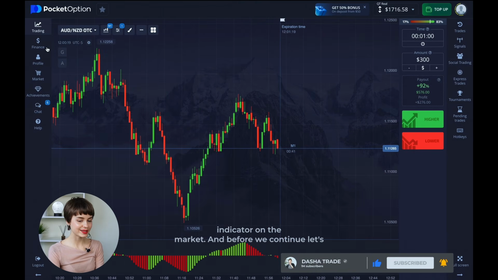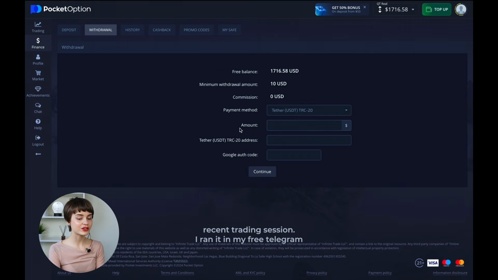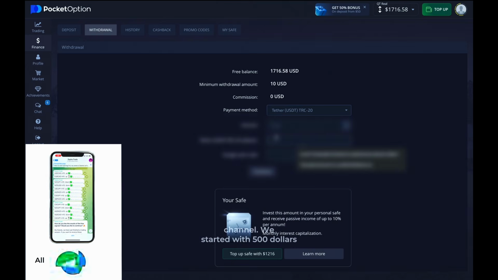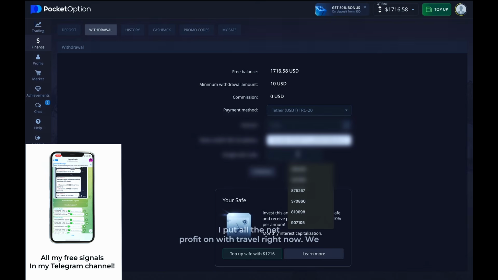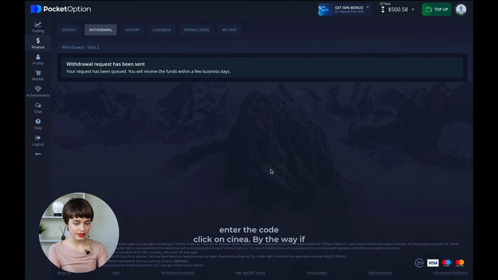And before we continue, let's withdraw the money we've earned in the recent trading session. I ran it in my free Telegram channel. We started with $500, so I put all the net profit on withdrawal right now. We enter the code, click continue.